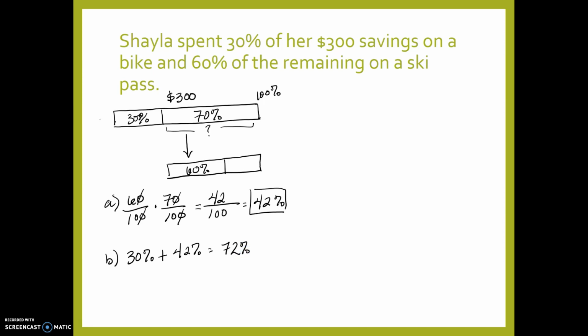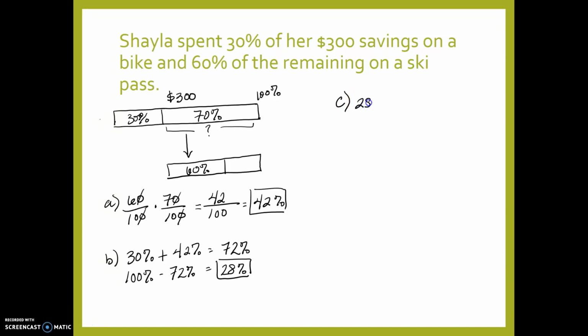But the question in your note says, what percentage of her savings is left? So we need to subtract that from 100%. So 100% minus 72% is going to equal 28%. And then letter C says, how much of her savings is left?